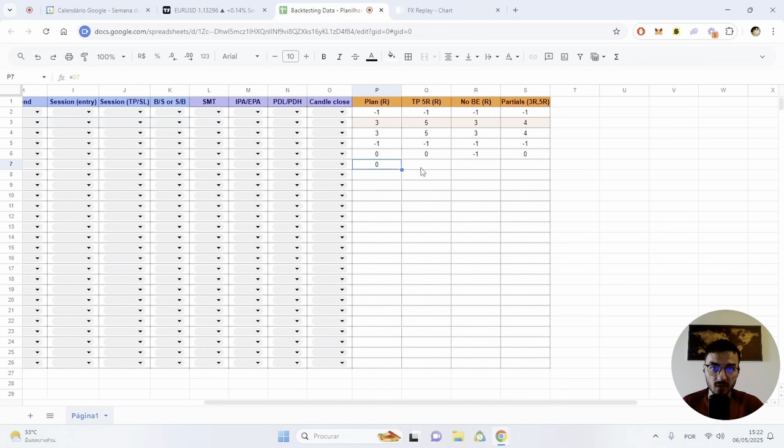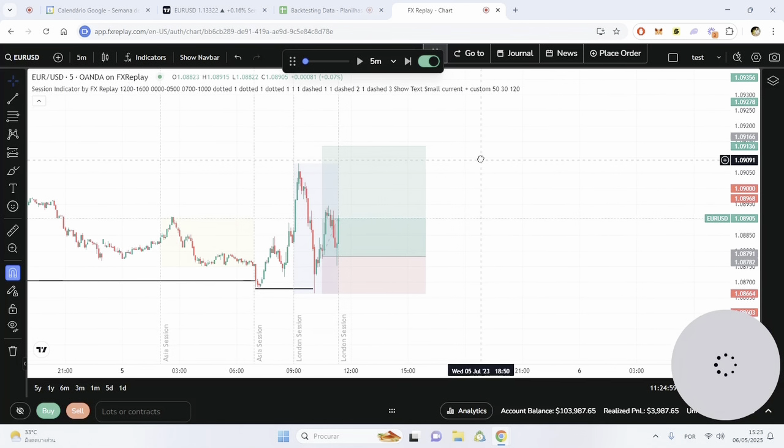And here we got a break even. In here, it will be totally different because we don't put ourselves at break even. And let's see if we can get it. In here, it is a break even. Yeah, it is a break even as well. So let's see.